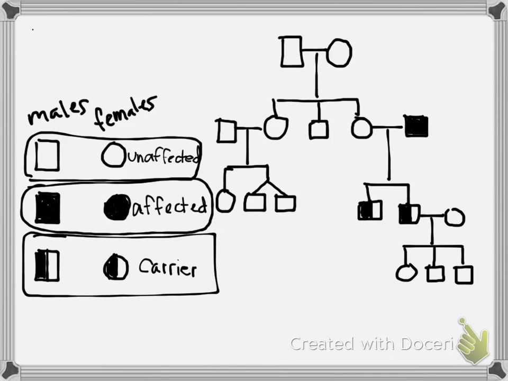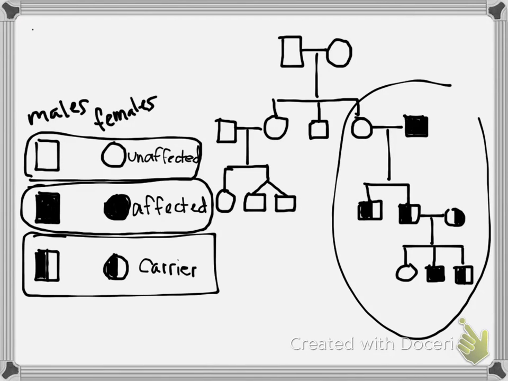When we look at this branch of the family, I'm not sure what just happened there. Okay. So when we look at this branch of the family, all of her descendants is who we're interested in. What is true about the man that she reproduced with? He's affected. Whatever this disorder is, he has it.